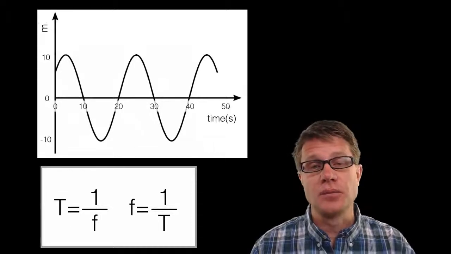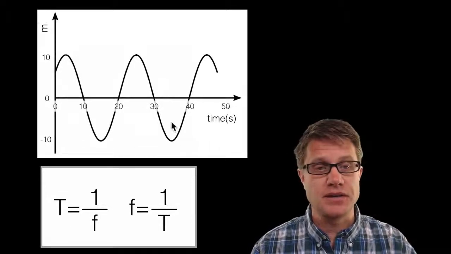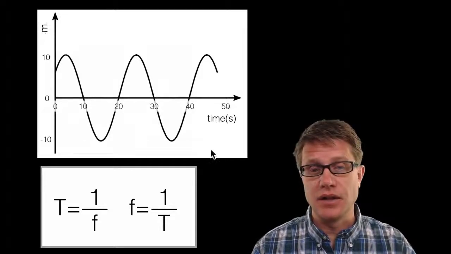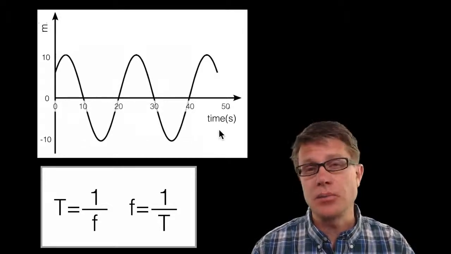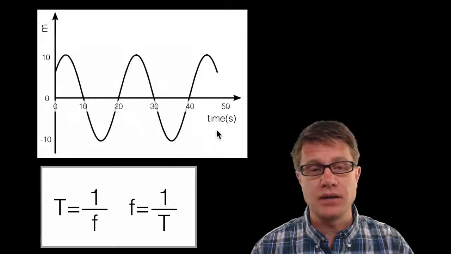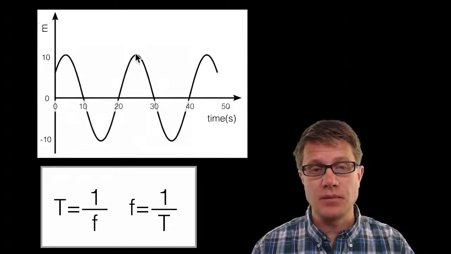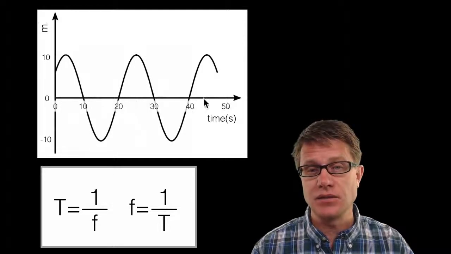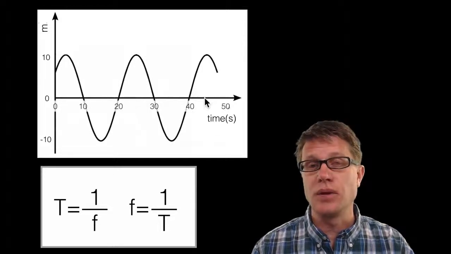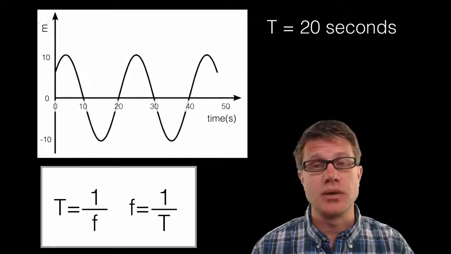Let's say you're given a problem and you want to solve what the period and the frequency are. The first thing you want to do is look at your axes. And so we've got meters here, and then we've got time. And so if I want to figure out the period, remember I just find one wavelength. And so I could say right here is the top of one, and we go back to another top. So this one's at 25 seconds, this one's at 45 seconds. So what's my period going to be? It's going to simply be 20 seconds.